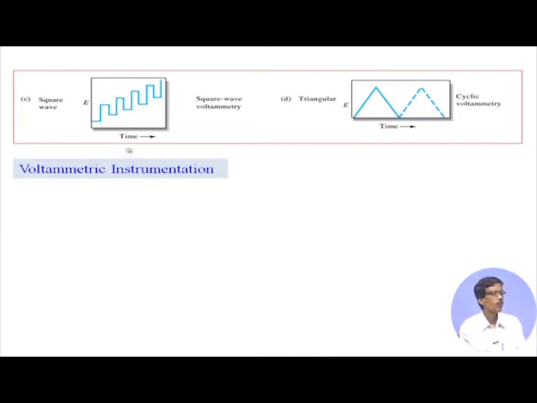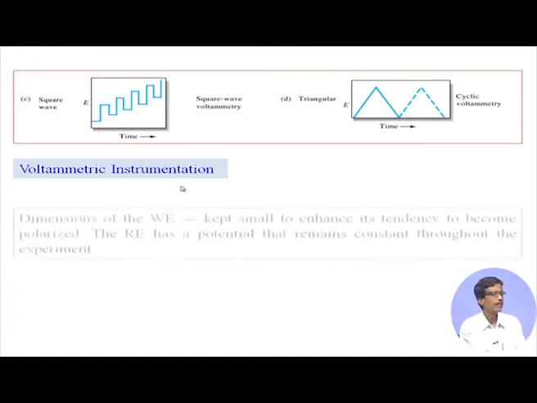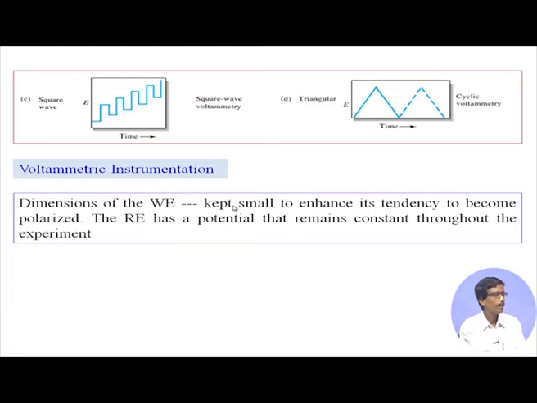These waveforms are generated by different voltammetric instrumentations, and these instrumentations depend on the working electrode and its dimensions. As I just told you, you can have the microelectrode, the smaller electrodes, and they are all kept small to enhance the tendency to become polarized. We have seen earlier that polarization effects are there when the size of the electrode is large. RE is the reference electrode, and it has a potential that remains constant throughout the experiment.